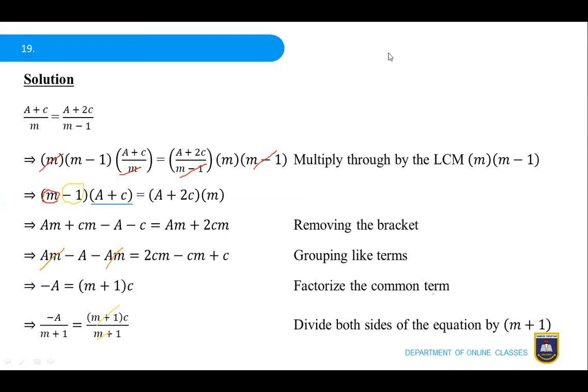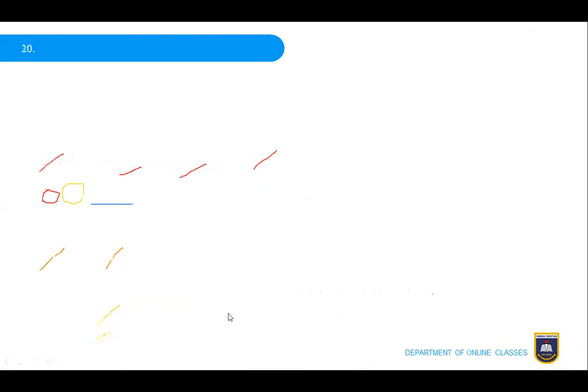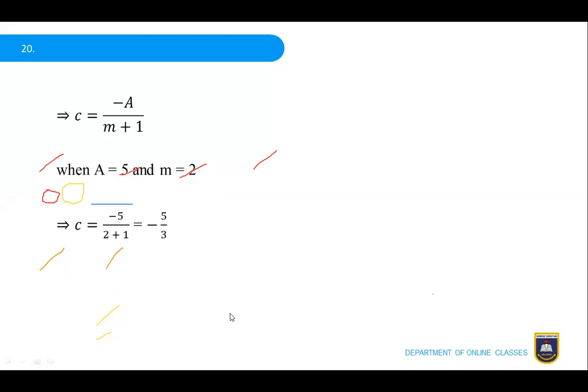Good. So we move to, let's see what we have next. This will be your final answer. Then we do our substitutions. So if you do the substitutions, your answer will also be negative 5/3.